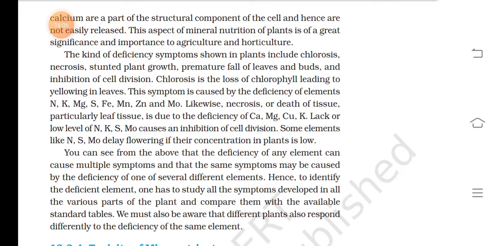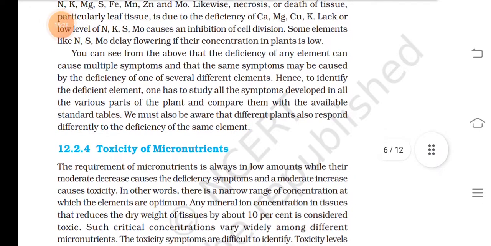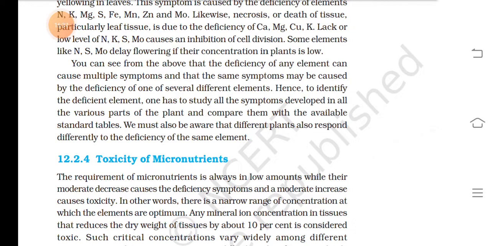Chlorosis is the loss of chlorophyll leading to yellowing in leaves. This symptom is caused by the deficiency of elements N, K, Mg, S, Fe, Mn, Zn and Mo. Likewise, necrosis, or death of tissue, particularly leaf tissue, is due to the deficiency of Ca, Mg, Cu, K. Lack or low level of N, K, S, Mo causes an inhibition of cell division. Some elements like N, S, Mo delay flowering if their concentration in plants is low.